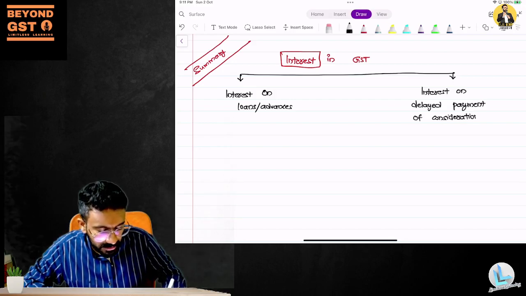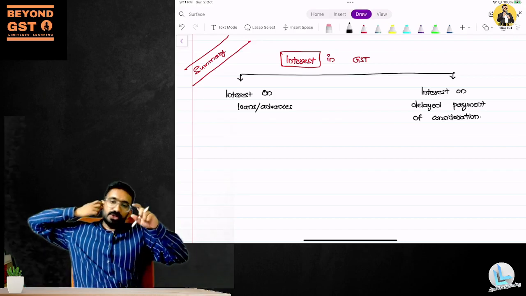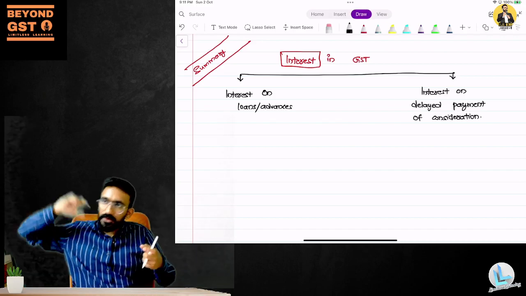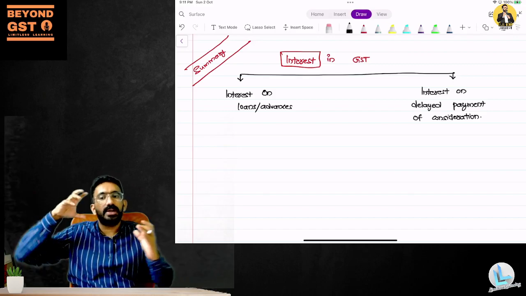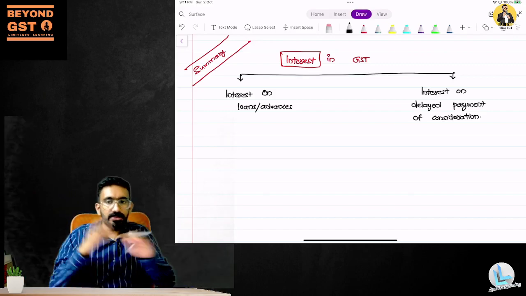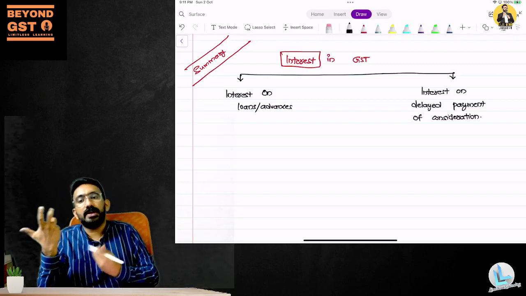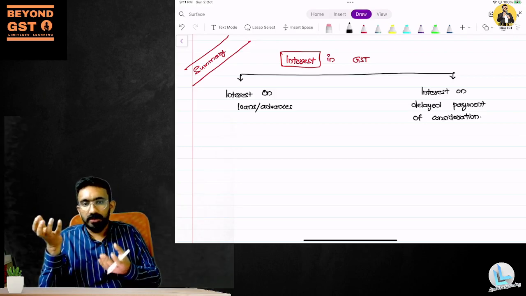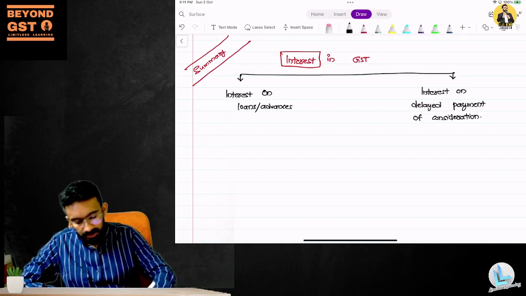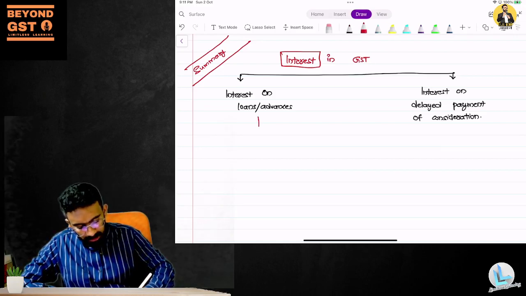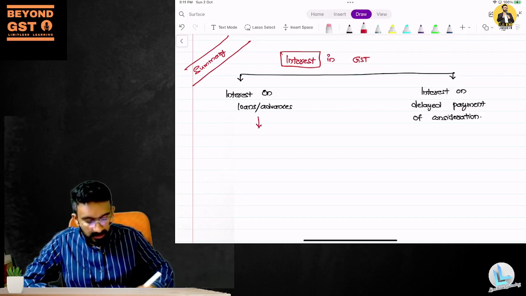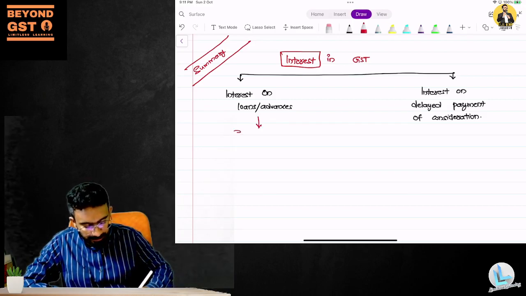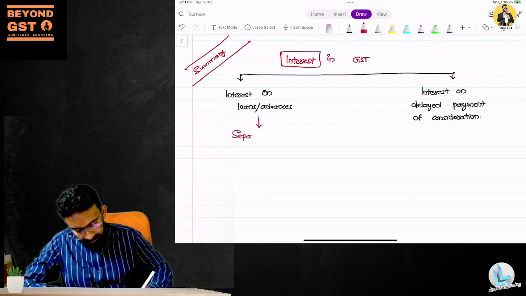So what we do is we look at the provisions in a different lens now. Like we're not going A, B, C. We'll try to consolidate and then try to approach it for the exam. So there could be two type of interest that we would come across in our GST discussion. One is interest on loans and advances. Okay. So first point you need to understand in case of interest on loans and advances is this interest on loans and advances is a separate financing activity.